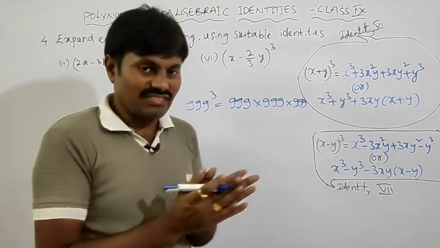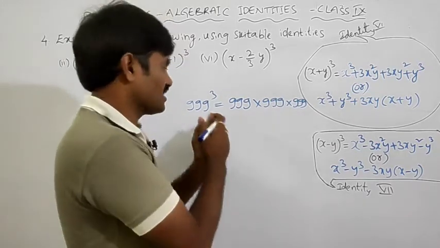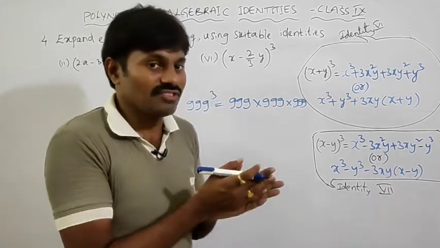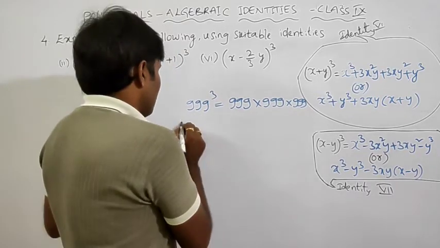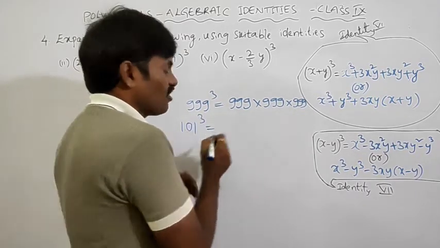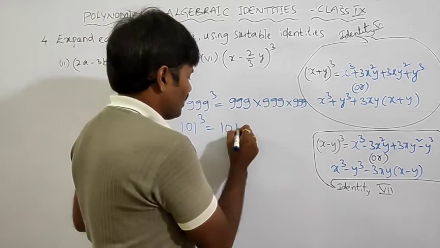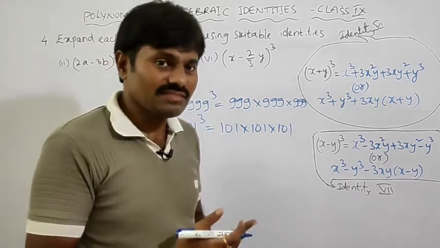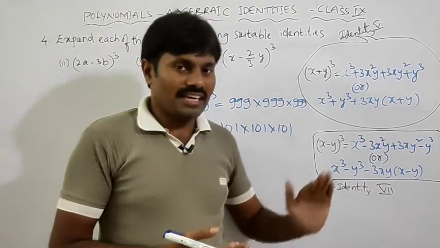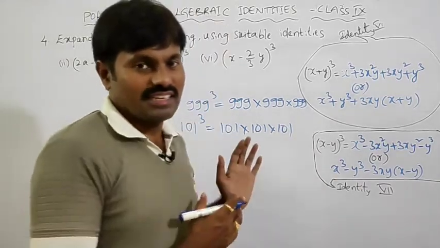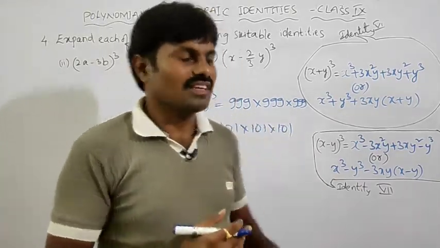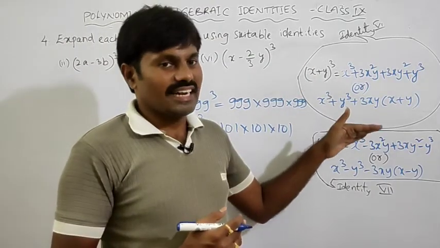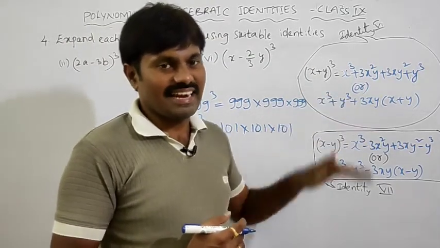But is it difficult or not? Yes. So what is the convenient, suitable formula for it? Or else, if they ask us to find 101 whole cube, 101 into 101 into 101, then in this situation, multiplication of course we know, but it is a little lengthy. So what is the shortcut way? We can apply these identities, identity 6 and identity 7.